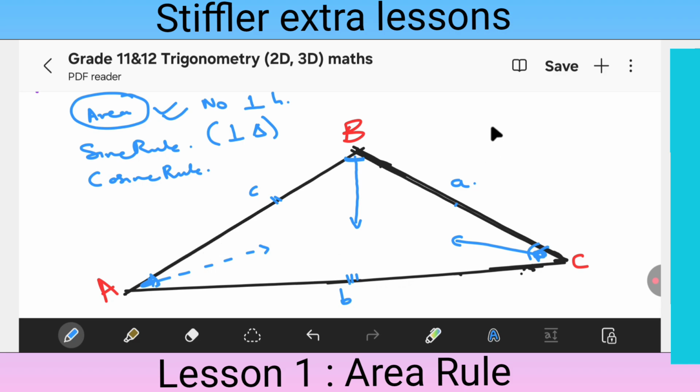So the question is, how do we find the area if we don't know the perpendicular height? How can we do that? We are going to introduce what you call the area rule. Let's see how to prove the area rule and how to work with it.